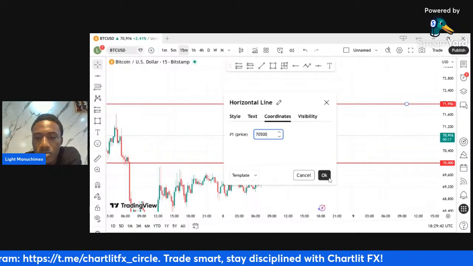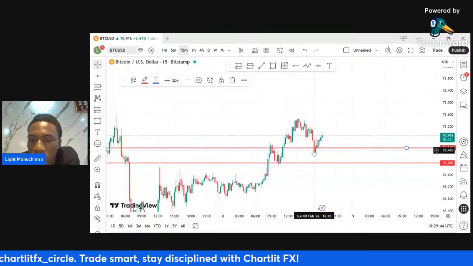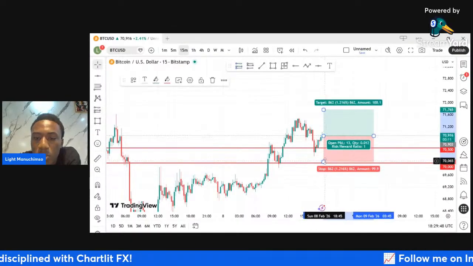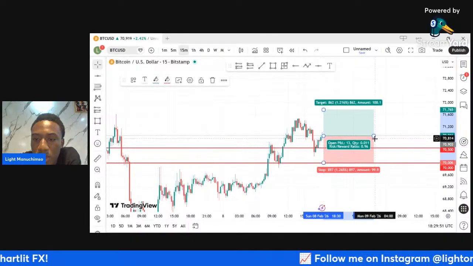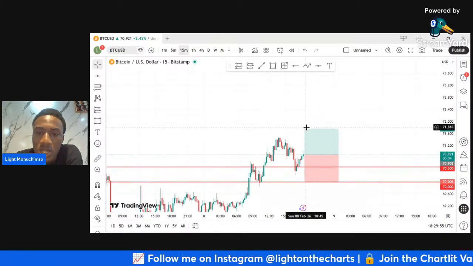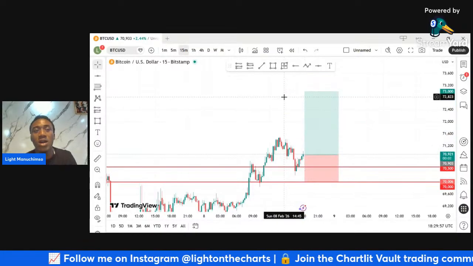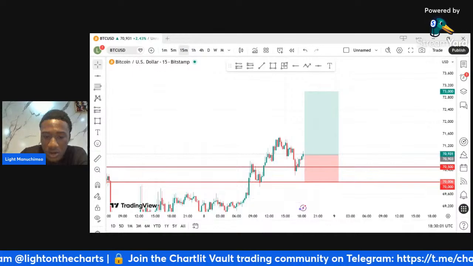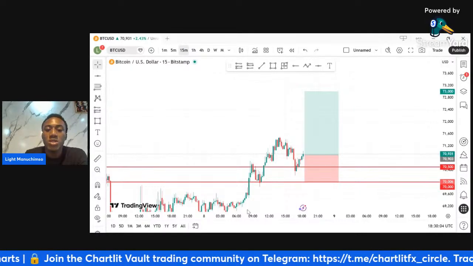70,500. Let's do it. You can see now 70,500. Now we can comfortably buy from here, place our stop loss here, and expect price to go up in value, right? Because psychological levels are round numbers. These are prices that people will want to buy from. Like I said, when you want to purchase something, right?